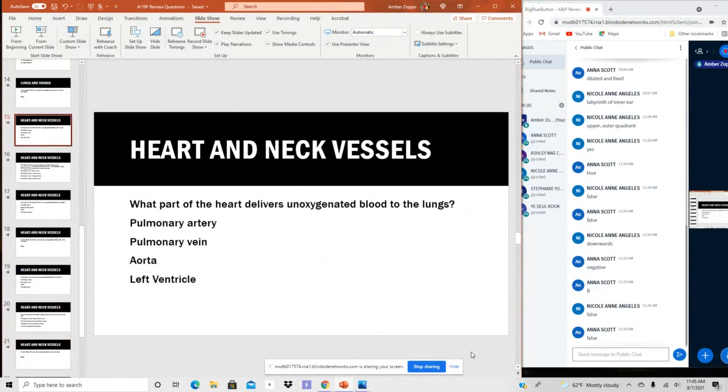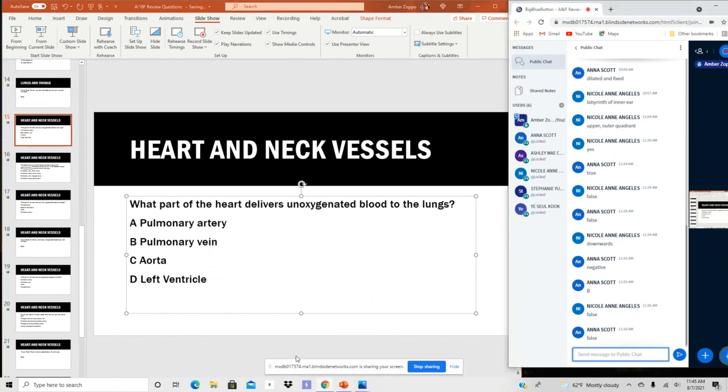So, what part of the heart delivers unoxygenated blood to the lungs? Is it the pulmonary artery, pulmonary vein, the aorta, or the left ventricle? I'll put A, B, C, or D so you can say which one. Do you guys know, is it A, B, C, or D? What do you think? The part of the heart that's delivering unoxygenated blood to the lungs.